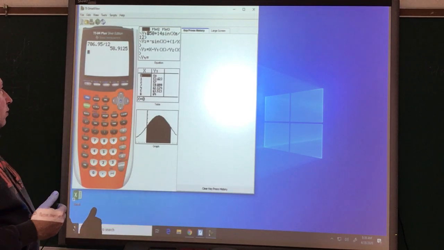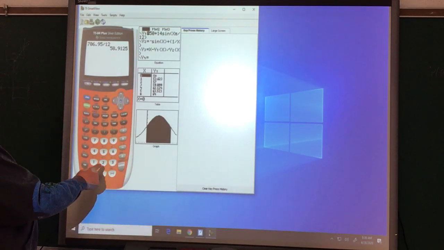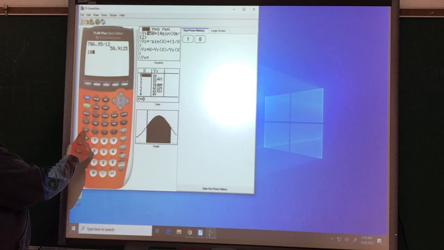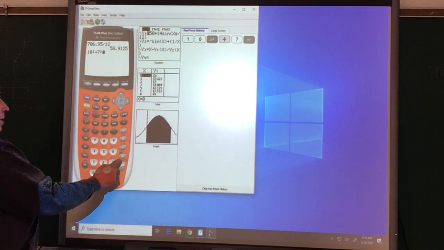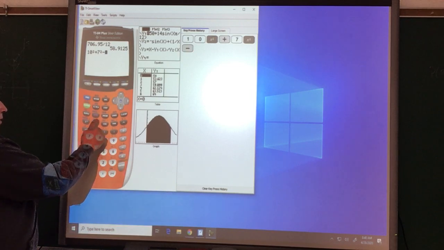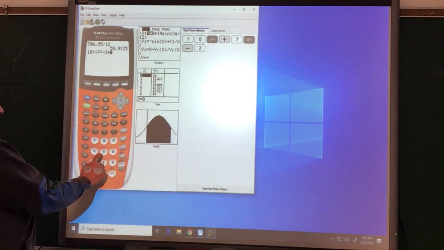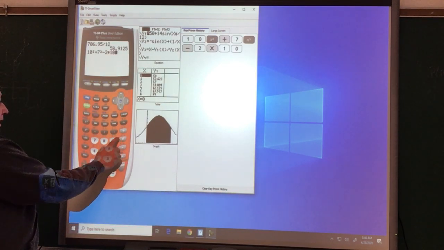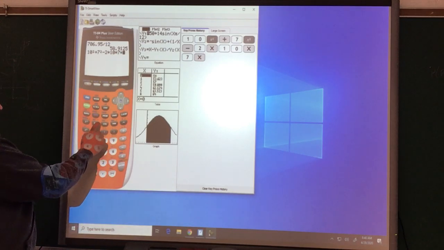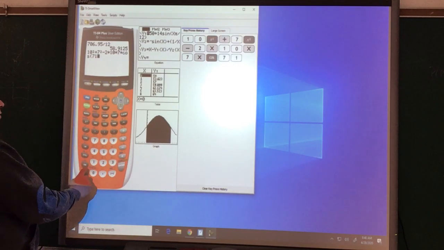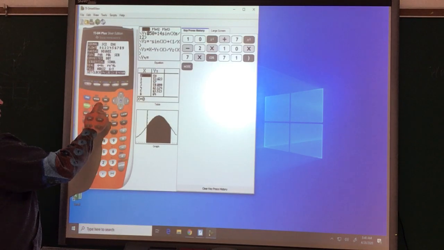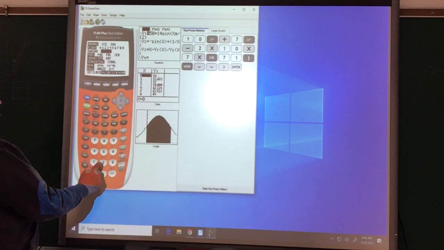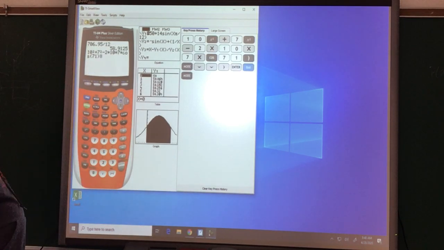You could type this straight into the calculator. We have 10 squared plus 7 squared minus 2 times 10 times 7 times the cosine of 71 degrees. Make sure I'm in the correct mode. No, I'm not. Need to make sure I'm in degree mode. Boom. There we go. It's a little bit better.